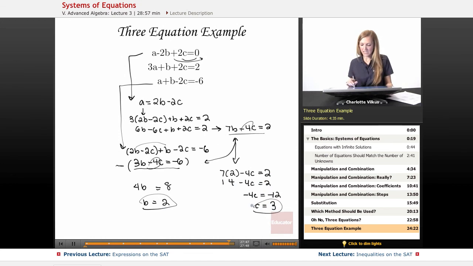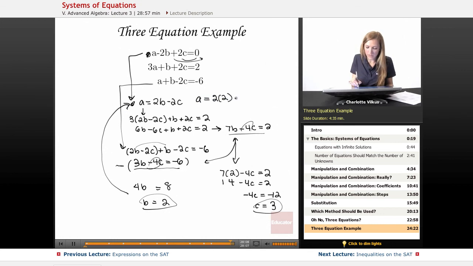Now that I have these two variables, I just plug in to my original equation. So I can either go all the way up here, or I can just go right here. And because a is already in terms of b and c right here, that's the one I'm going to want to go to. So if I take a equals 2 times 2 minus 2 times 3, I'm going to have a is equal to -2. And that would be my final answer.